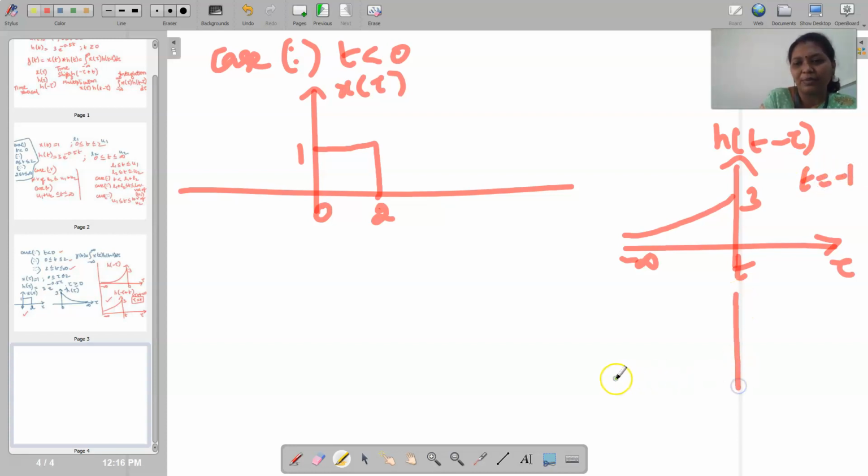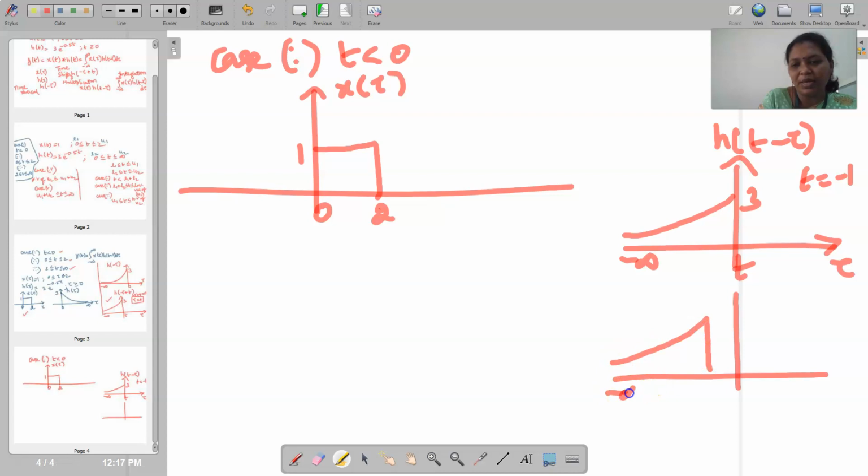How your diagram will be? When t equal to minus 1, how will you draw this diagram? It becomes minus infinity to minus 1. Okay. Just consider some value which is lesser than 0. I am considering t equal to minus 1. Okay. So, it will be minus infinity to minus 1. Now, this is the case for h of t minus tau for first case t less than 0. So, actually I am considering minus 1.